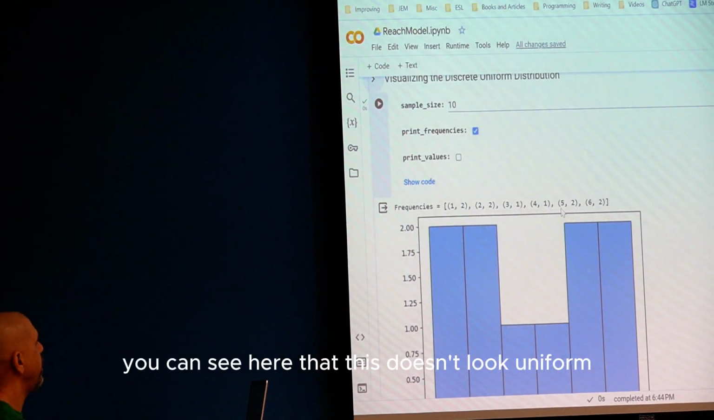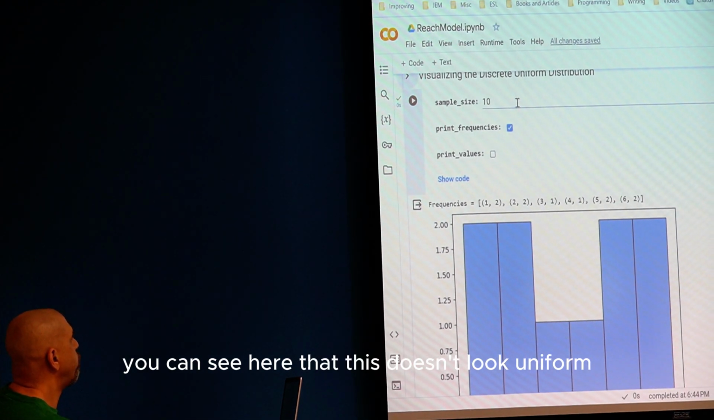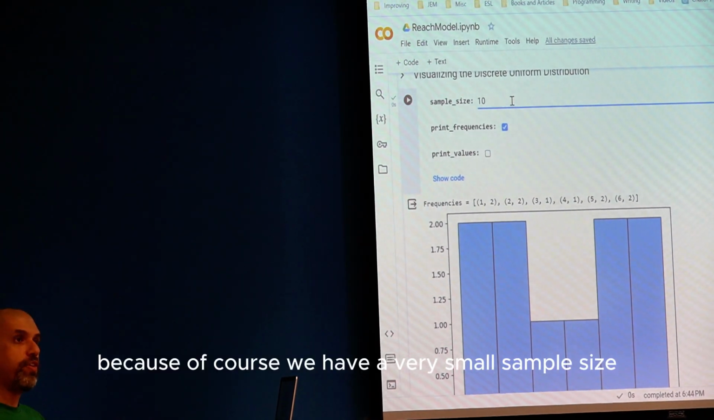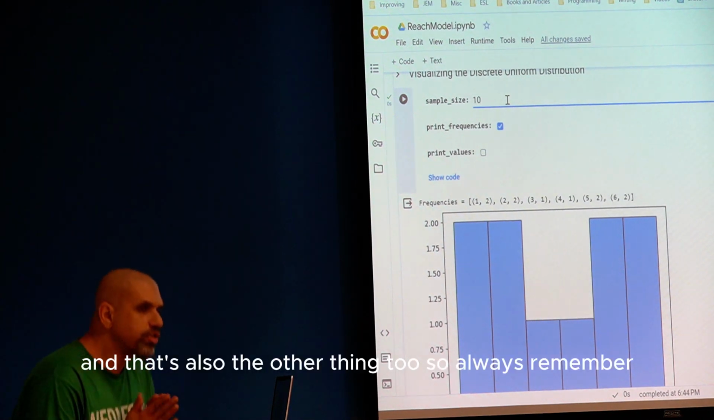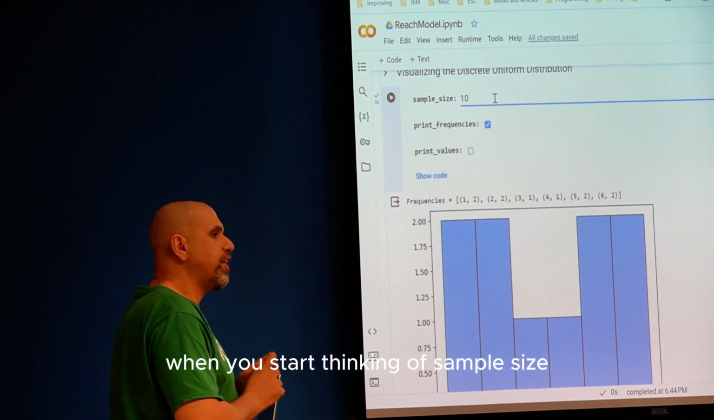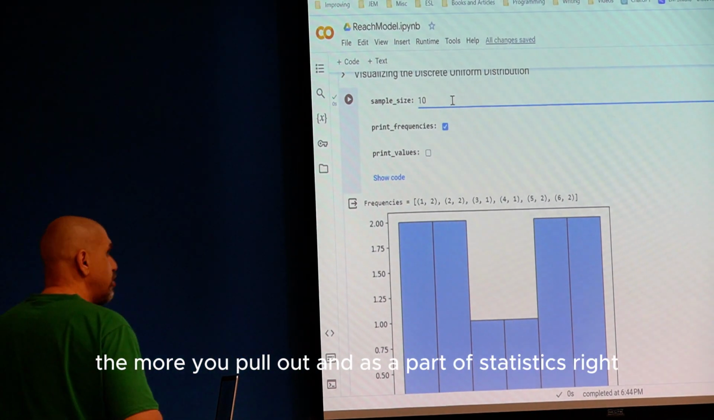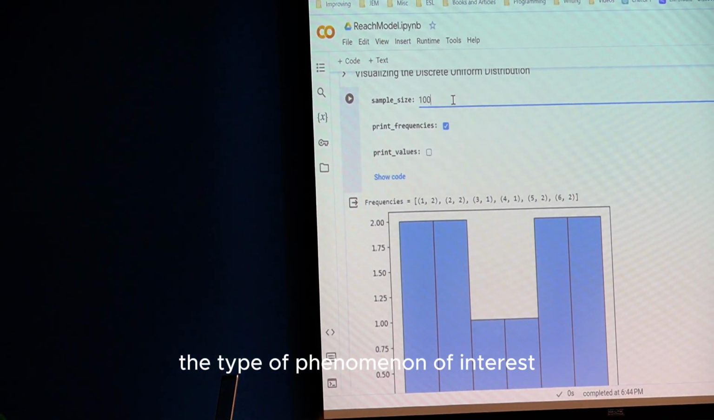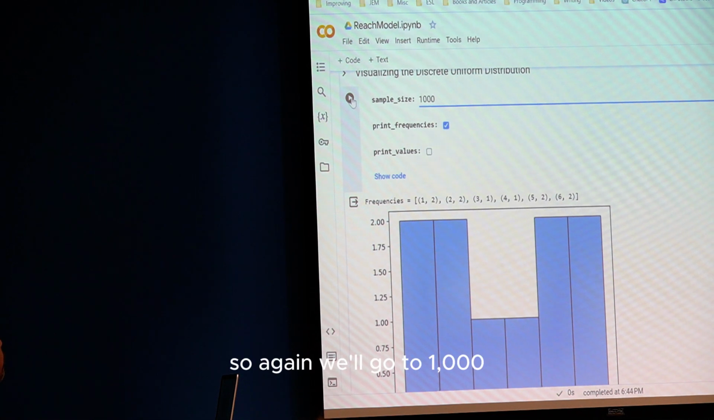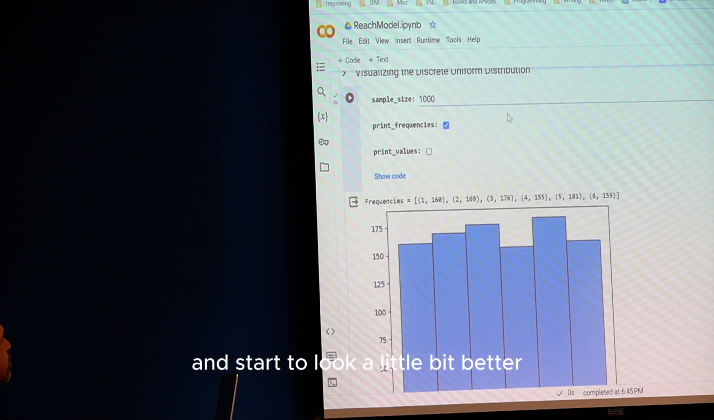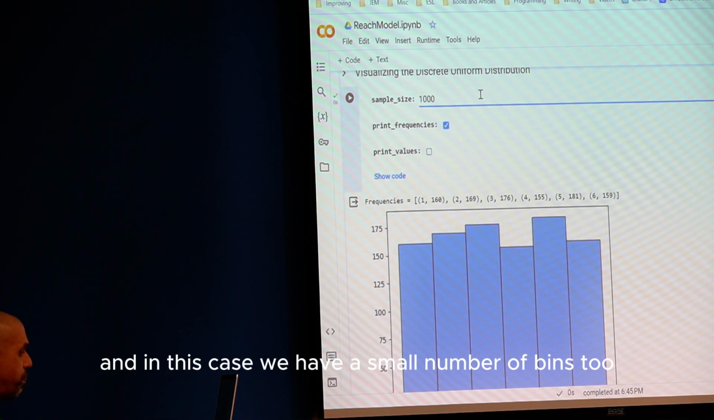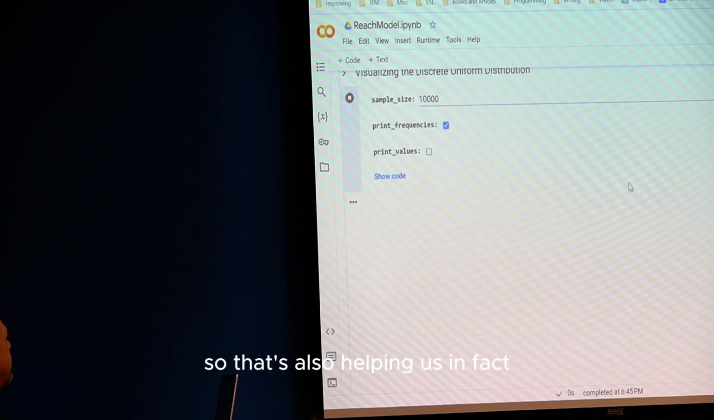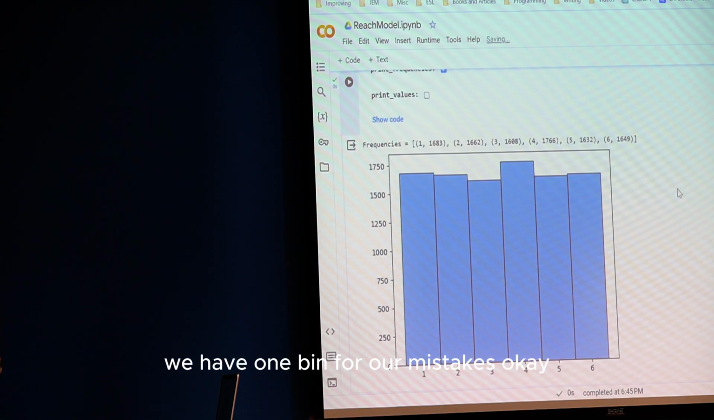And again, you can see here that this doesn't look uniform because, of course, we have a very small sample size. And that's actually another thing, too. Always remember, when you start thinking of sample size, the more you pull out, and this is important for statistics, right, the closer you can get to representing the type of phenomena of interest. So again, we'll go to 1,000, and it starts to look a little bit better. And in this case, we have a smaller number of bins, too, so that's also helping us. In fact, we have 1 bin for every state. Okay?